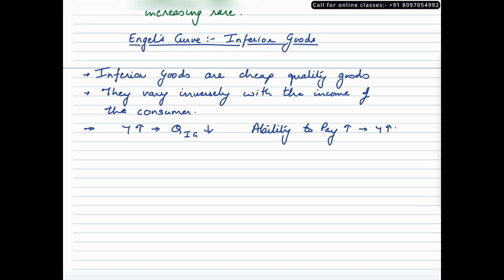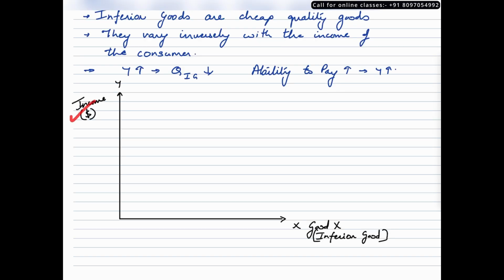Alright, let's take a look at how an Engel's curve could be depicted for inferior goods. In this diagram, we have income on the y-axis, commodity X, which is an inferior good, on the x-axis. Initially, if the consumer is earning, let us say, $100 and is consuming, let us say, Q quantity of commodity X, we may have a pointer somewhere around over here. Let's join this. Let us say these are the coordinates. Now when the income of the consumer increases, what did we just learn? Quantity of inferior goods would fall.